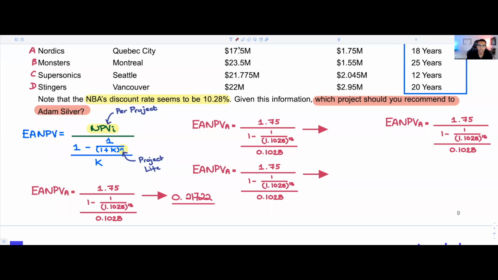Now, if we look at project B, we're going to look at that. We're going to use a different color. We could even leave it like this. We know that the initial investment, or the NPV, sorry, is 1.55.